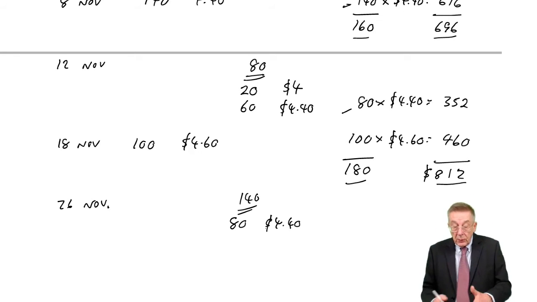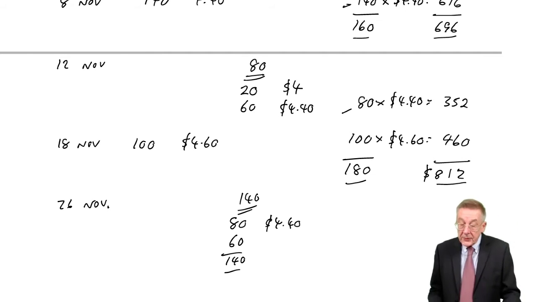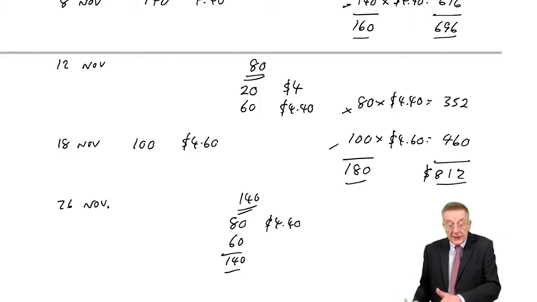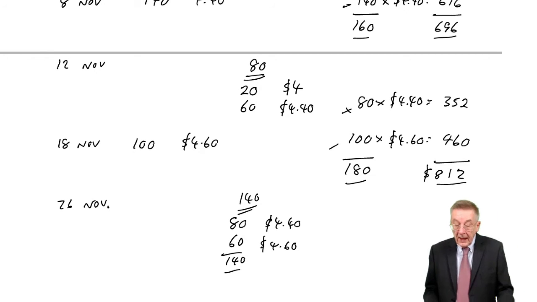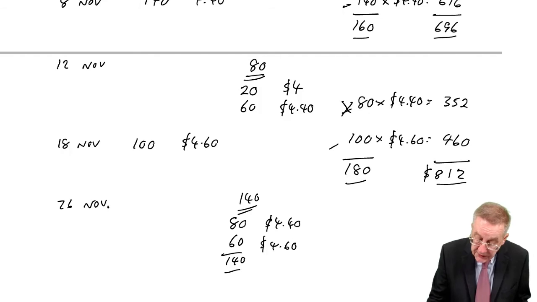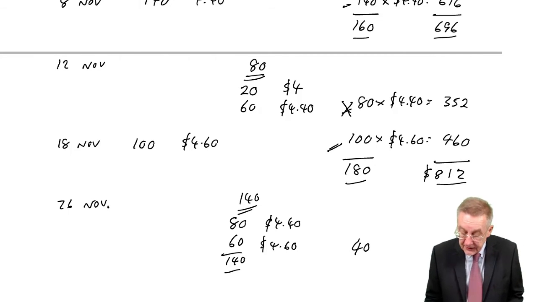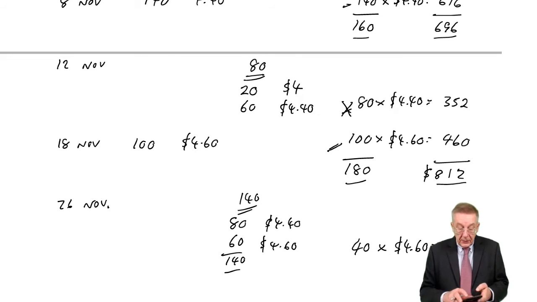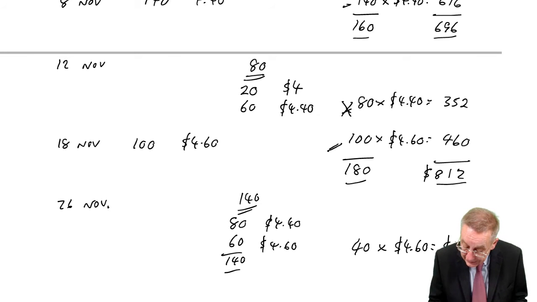We're issuing 140, so what about the other 60? Well, those 60, the 80 have gone. Those 60 must be out of the next lot, the 100, at $4.60. And so what are we left with? Again, those 80 have gone. We then issued 60 of those 100. So we're left with 40 units, and they're all $4.60. And so the value, 40 at $4.60, is 184.